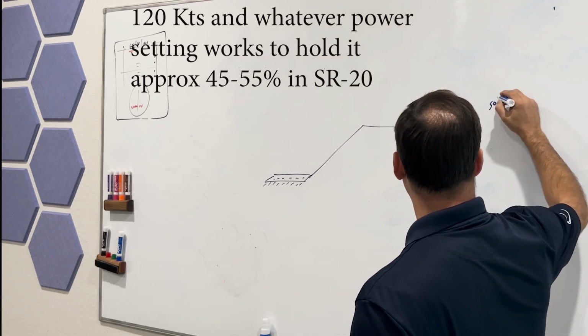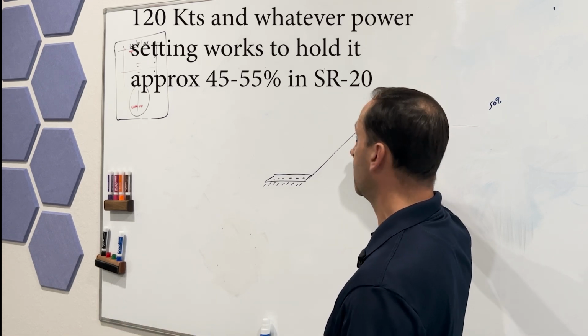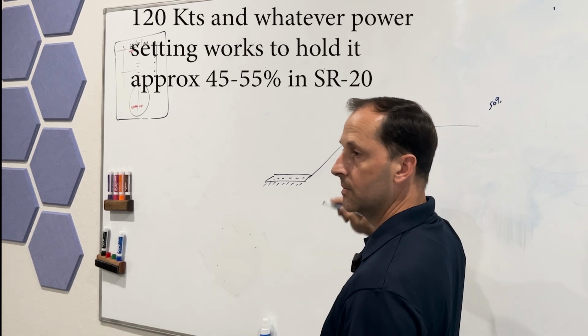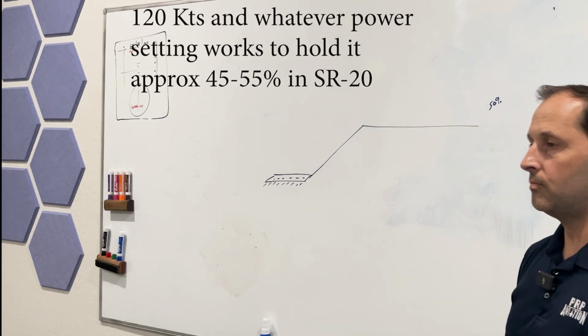We're going to keep that 50% power in there pretty much until we reach the final approach fix. So are you pulling to 50% power when you get to your first IAF?